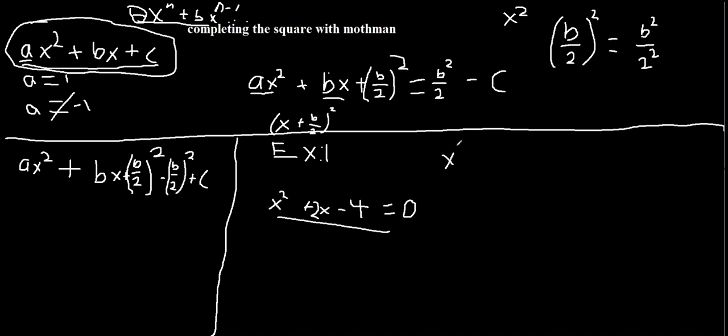So the first thing you want to do is x squared plus 2x equals positive 4, since that's already a negative 4. Because remember, a subtraction sign is just a plus sign with a negative integer afterwards. So it is x squared plus 2x equals 4.